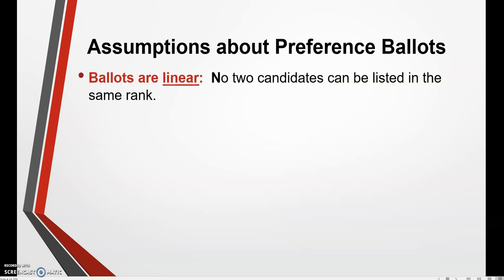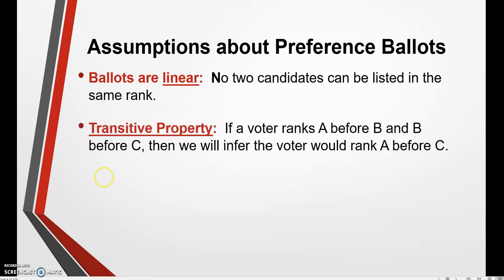Some assumptions that we're going to make about preference ballots is that they are linear. So in other words, 2 candidates cannot be tied for a ranking. So you can't say that, oh, well, either of these can be my first. You have to give 1 candidate first, 1 second, 1 third, so forth and so on.